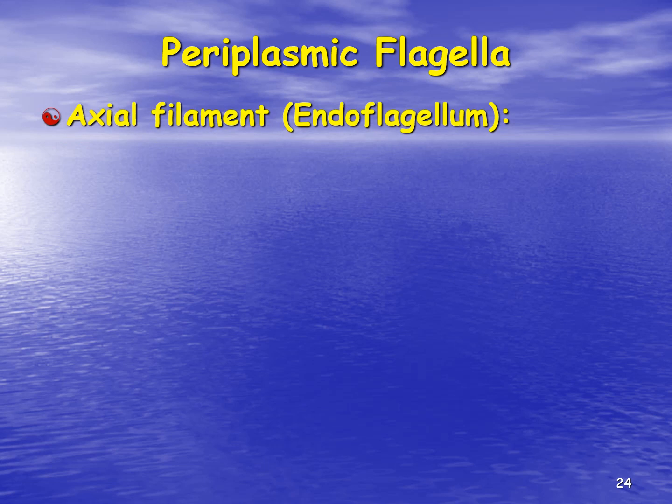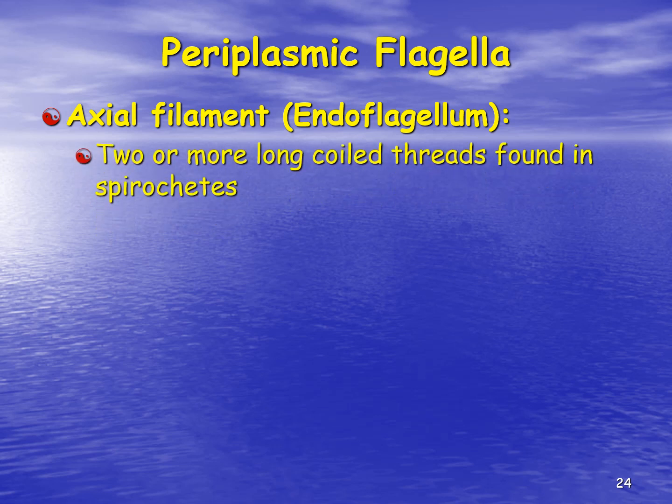Now, we also have to talk about the endoflagellum, and these are found primarily in the spiral organisms. This is known also as the axial filament. This is actually an internal flagellum. Typically, there'll be 2 or more long coiled threads found just underneath the cell membrane within the cytoplasm of the cell.